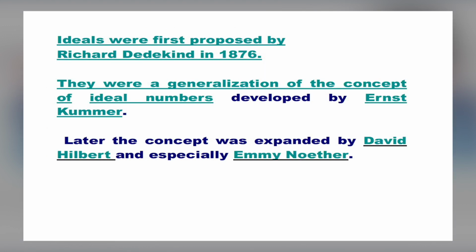Ideals were first proposed by Richard Dedekind in 1876. They were a generalization of the concept of ideal numbers developed by Ernst Kummer. Later, the concept was expanded by David Hilbert and especially Emmy Noether.